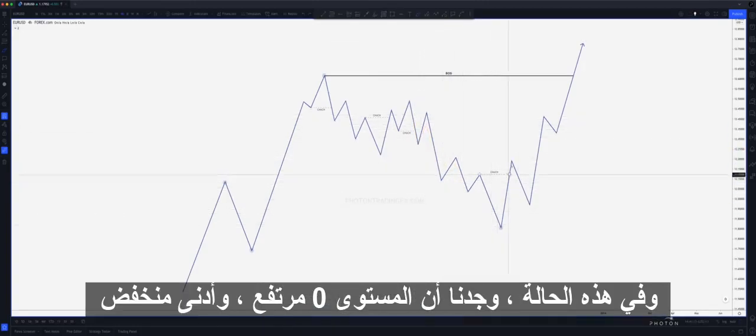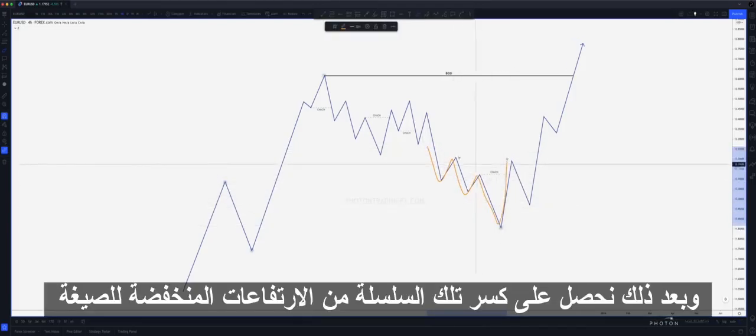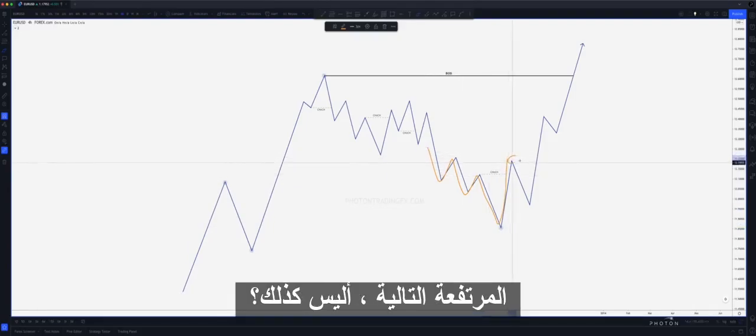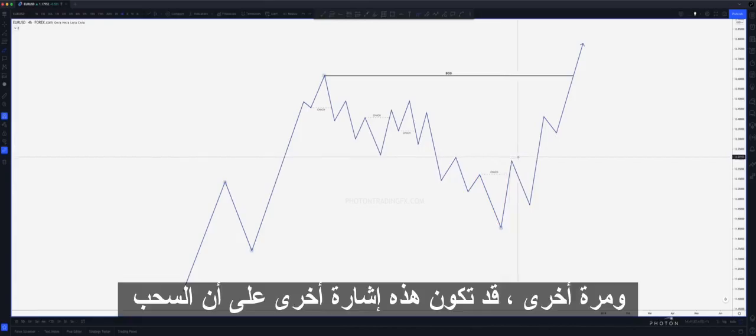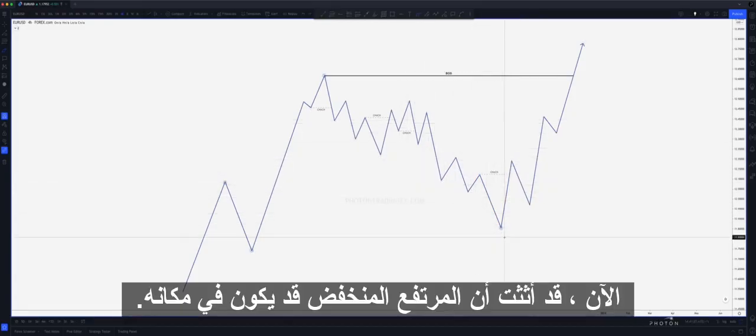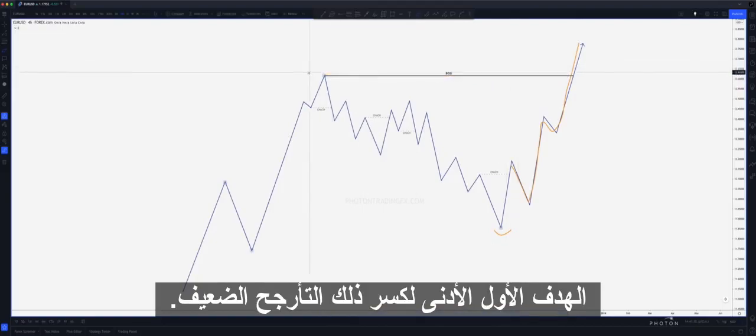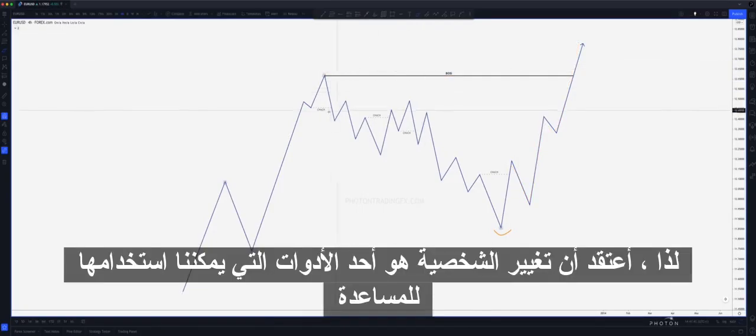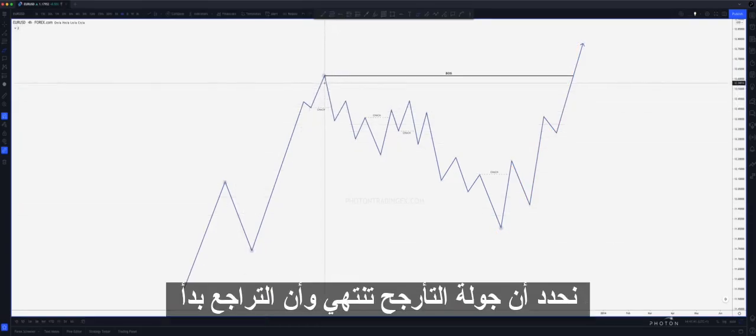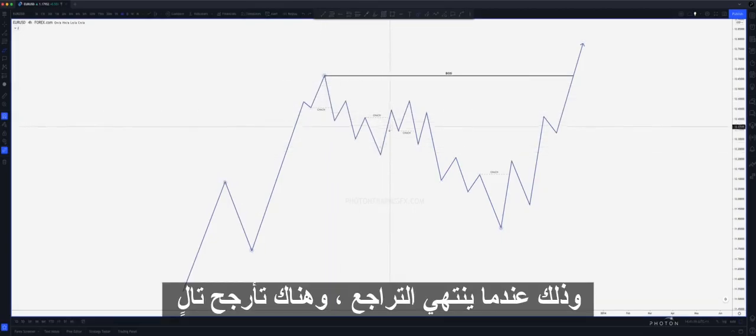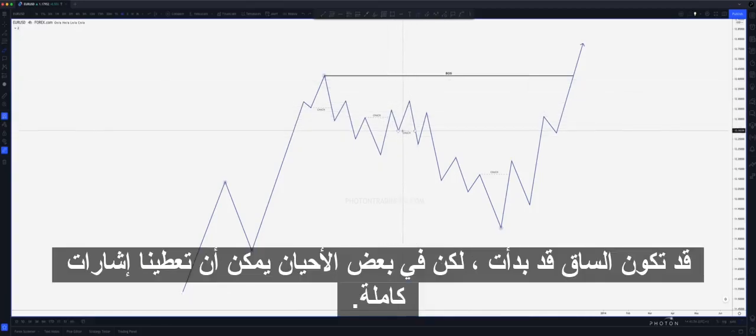And then we pull back deeper, and in this case we form that lower low, lower high, lower low, lower high, lower low, and then we get that break of that series of lower highs to form that next higher high. We get that internal change of character. And again, this may be another signal that the pullback has finished, that the higher low may be in place, and that the pro-trend swing move is about to commence with the first minimum target of breaking that weak swing high. So change of character is one tool that we can use to help us identify that a swing run is ending and a pullback is starting, and when the pullback may be finished and the next swing leg may be starting. But sometimes it can give us false signals.